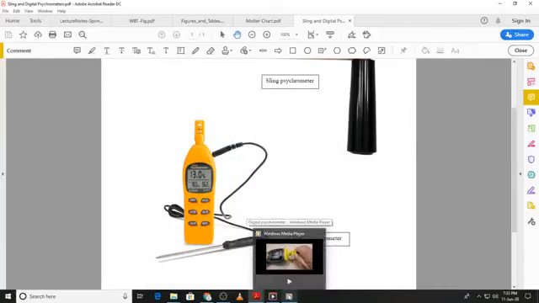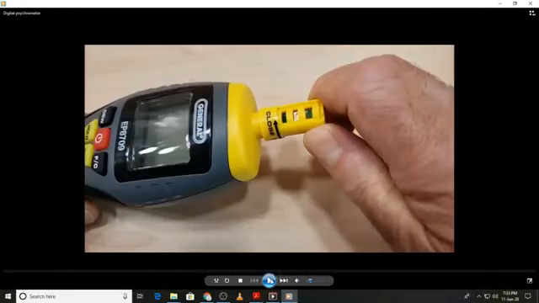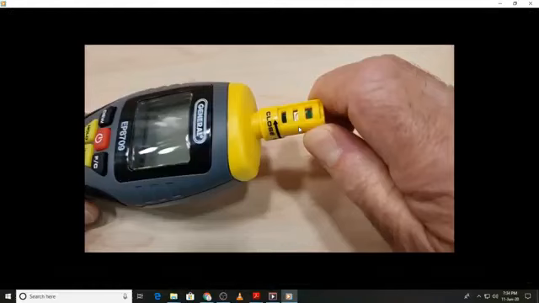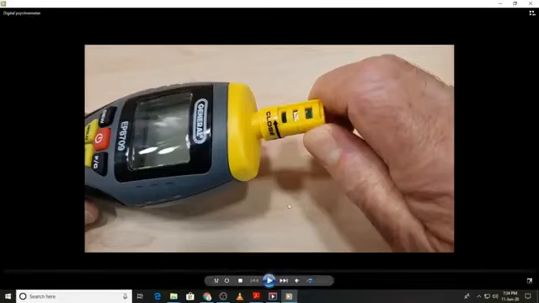Next, we will look at the working of a digital psychrometer. So this is the sensor of the psychrometer, which is protected by a cap which can be closed and opened. When the psychrometer is not in use, it's closed, and when you want to use the psychrometer, you will open the cap and then start using it.